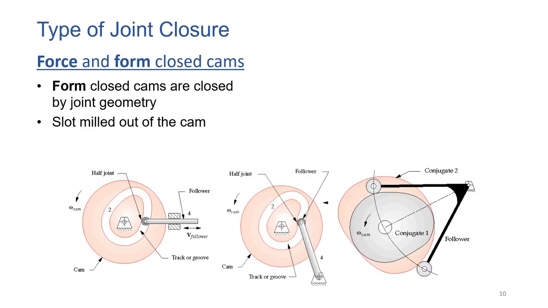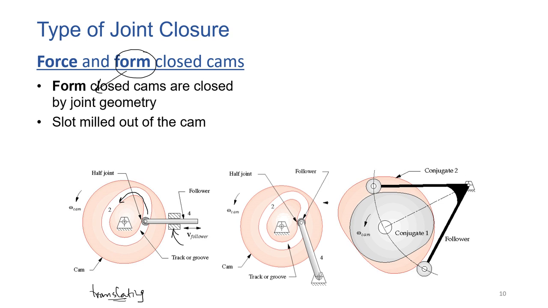Another type of joint closure is what we call form closure. And these are the examples of that. In the very first one, you can see the translating follower action over here. And in that, you can see that there is this slot inside the cam. The roller is placed inside this slot, and because of the other constraints over here, the only possibility for this follower is to have the translating effect exhibited in terms of linear velocity. So angular velocity in, linear velocity out.